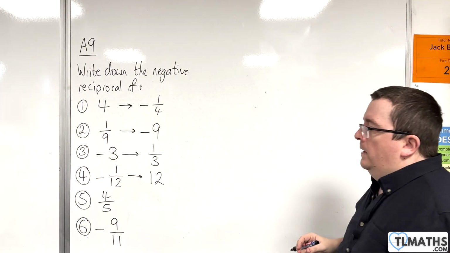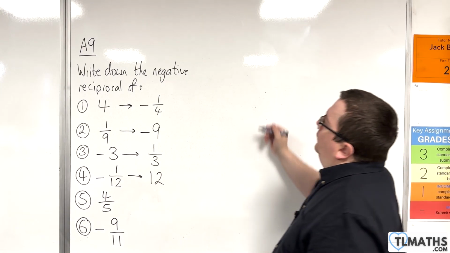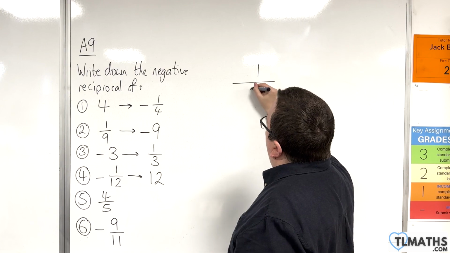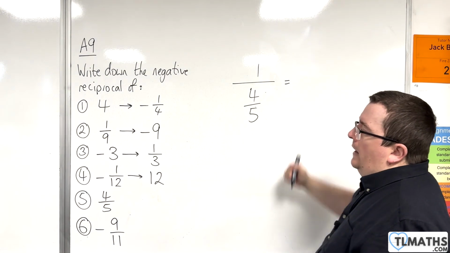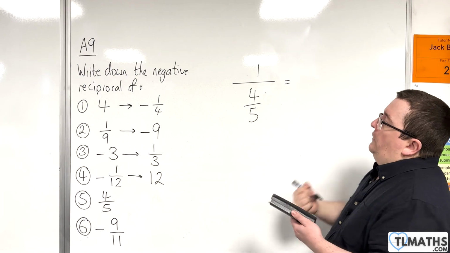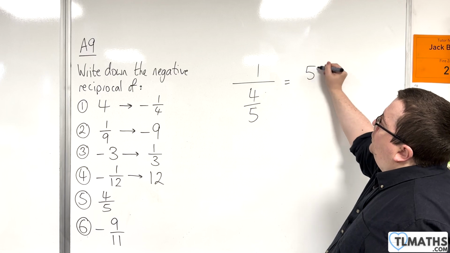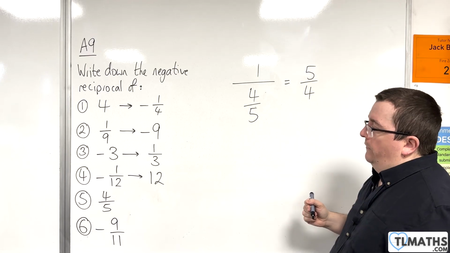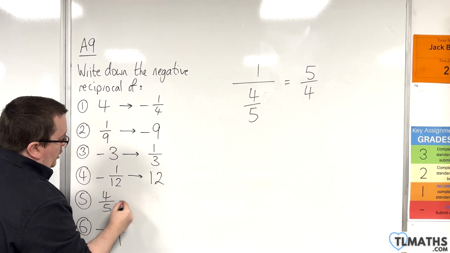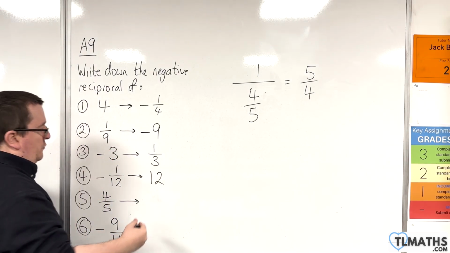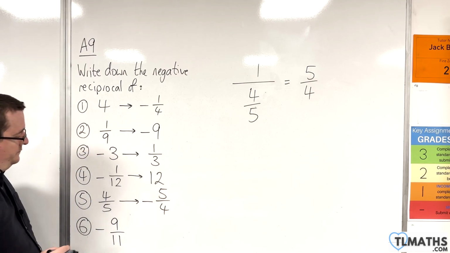Okay, so then when we get to number 5, we've got 4/5. So the reciprocal of 4/5 is 1 over 4/5. And as in the other examples, it flips the fraction round. So we get 5/4. So 5 over 4. And because we've started out with a positive here, we need to change the sign to be the negative reciprocal. So this is minus 5/4.